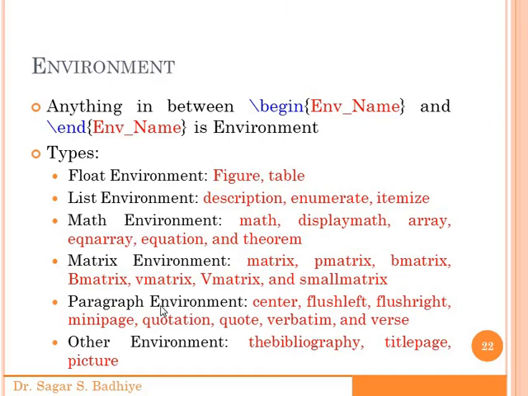The next environment is the paragraph environment. The different kinds of paragraph environments are, first, the center environment, then flushleft, flushright, minipage, quotation, quote, verbatim, and verse. These are the different paragraph environments which are used to write paragraphs in LaTeX. There are many other environments like the bibliography environment, titlepage environment, picture environment, etc. In the coming lectures, we'll look at all these environments in much more detail with examples.